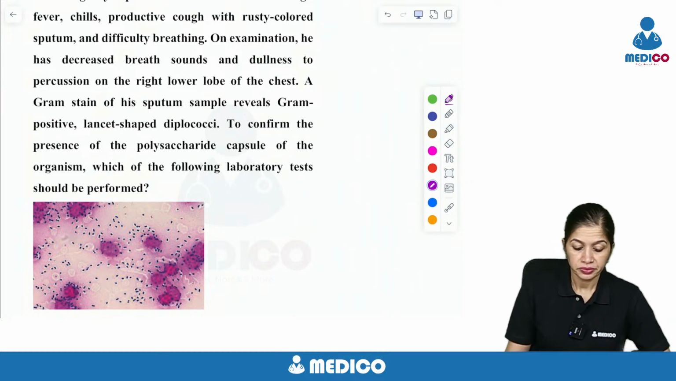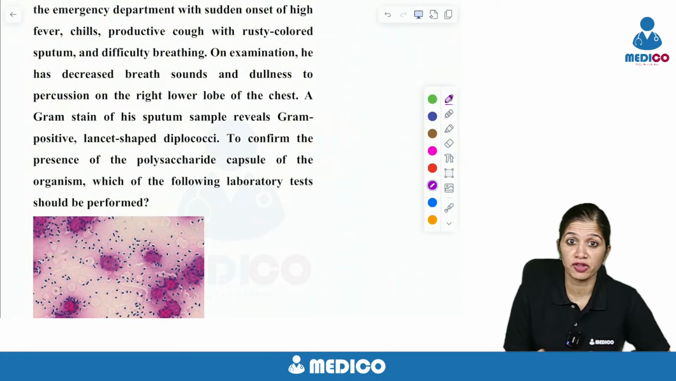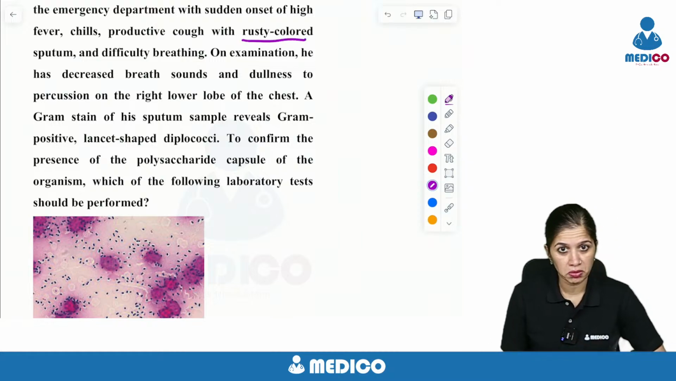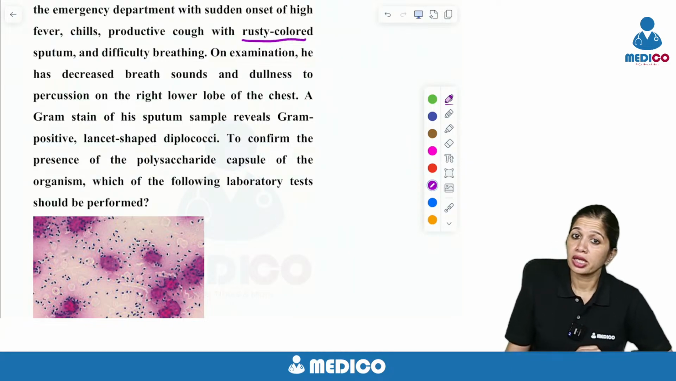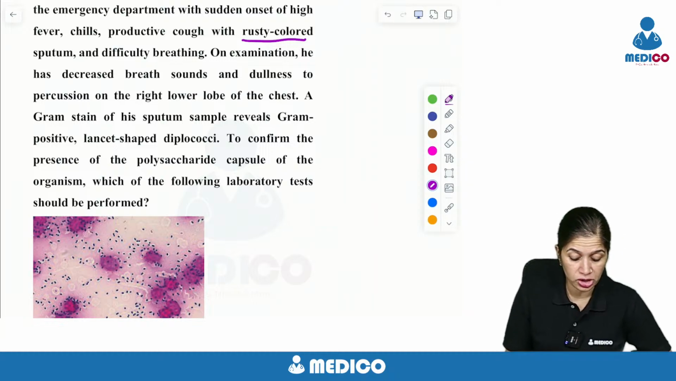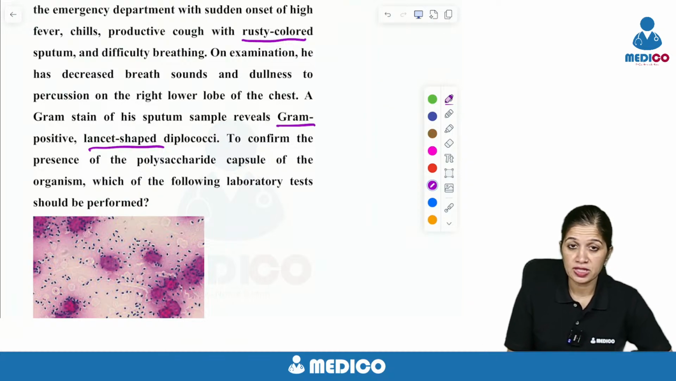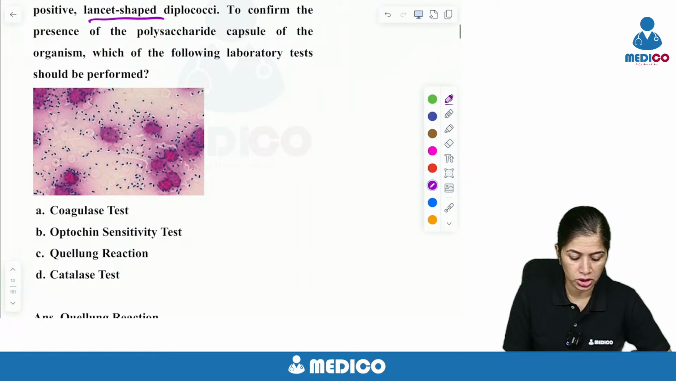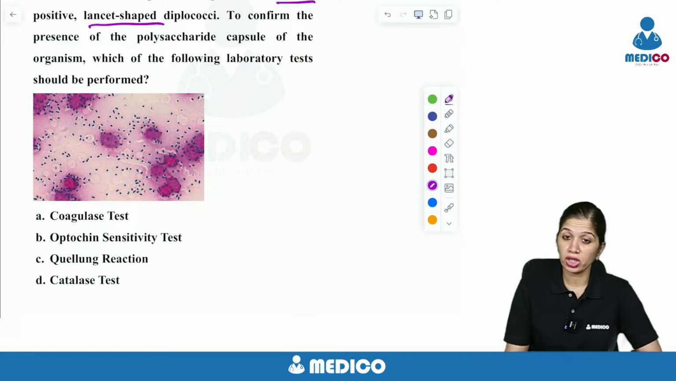Okay. So what have they said? They give a lot of information and then they become very specific towards the end. So there is a patient who has come with fever, chills, productive cough, rusty colored sputum, breathing difficulty, percussion also and auscultation also. You can make out that there is a definite consolidation there. Gram stain shows gram positive lanceolate shaped diplococci. Okay, that's another important pointer. And to look for the presence of the capsule, what should you do? And what are the options? Coagulase test, optochin sensitivity, Quellung reaction or catalase test.